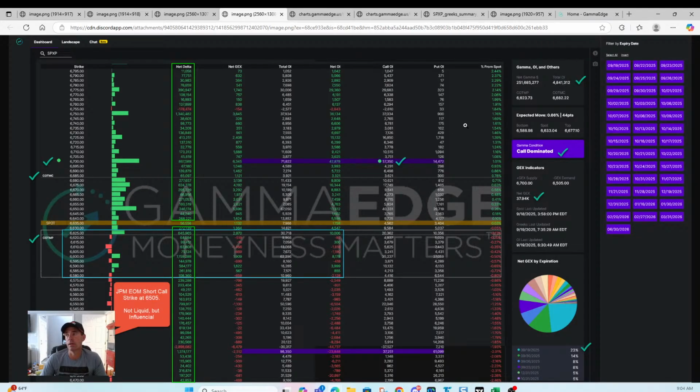SPXP, this is our speedboats compared to our cruise ships with the SPXA. These contracts turn over much more rapidly, as you see by the 0DTE tile here. And then you can click these on to look at the weeklies.